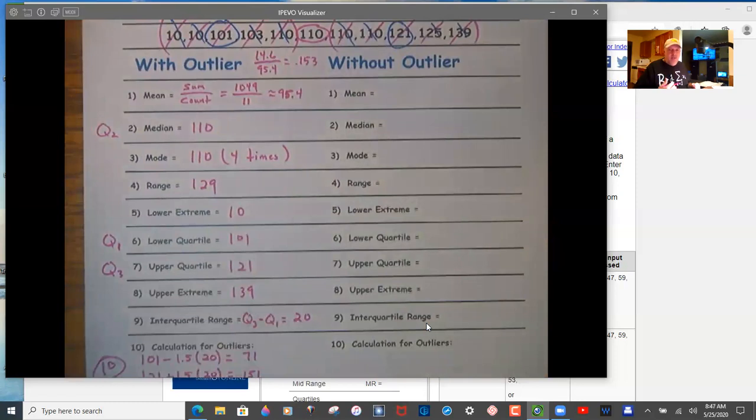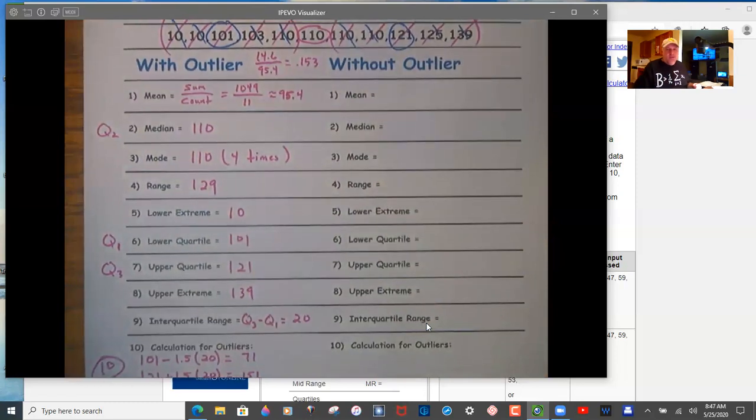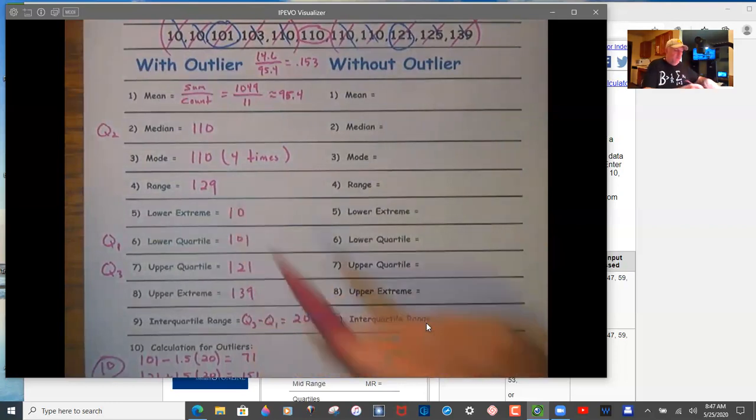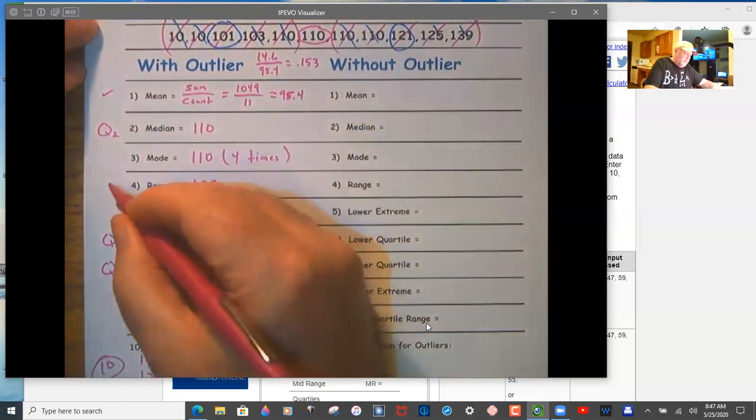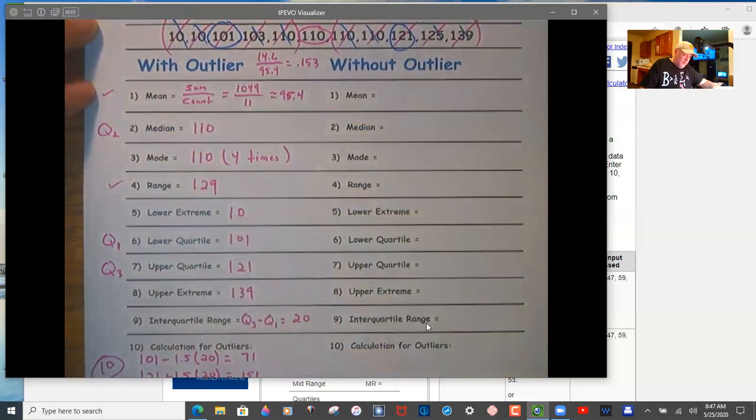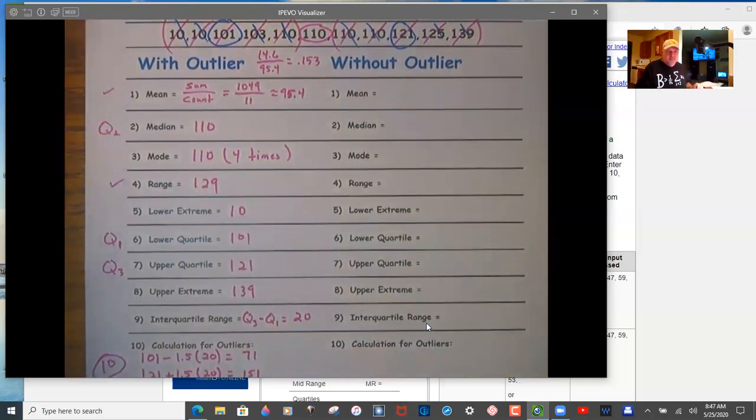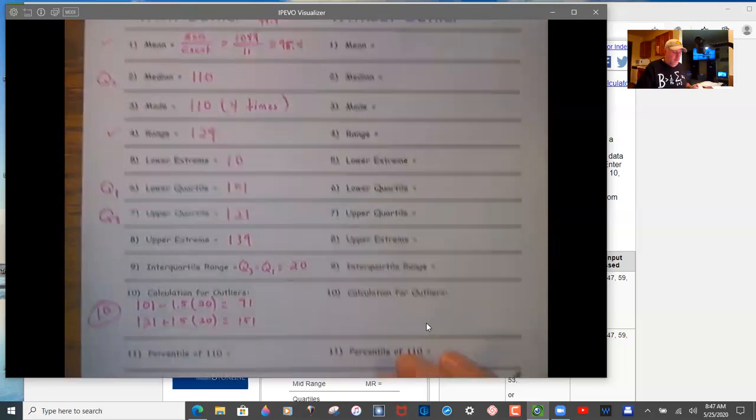Outliers affect the mean and the standard deviation. They also affect the other things, especially the range. So what's affected the most? The range, the mean, and standard deviation are just completely bent out of shape by outliers.